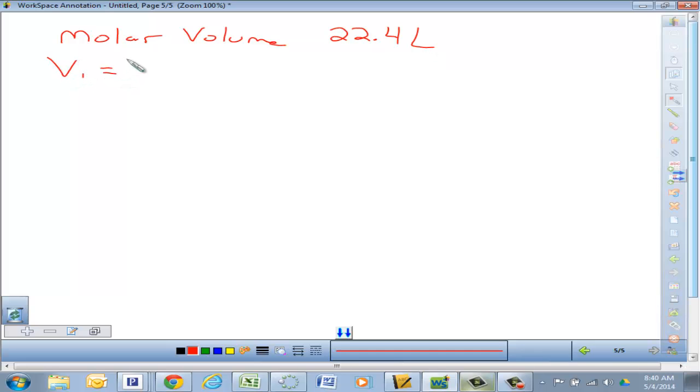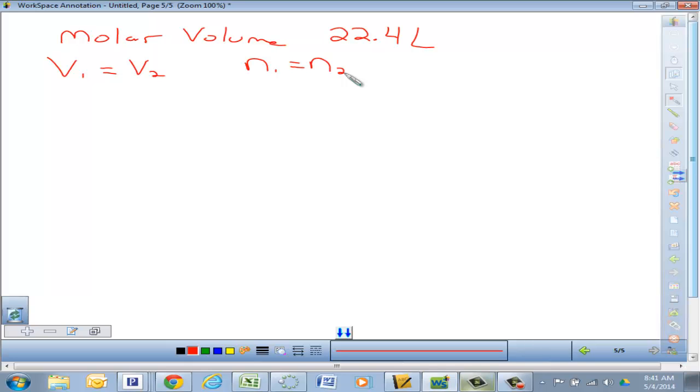So what we're saying is volume 1 and volume 2 are equal to one another. To represent the number of particles, we're going to say that's N. So what we can say then is N1 is equal to N2.